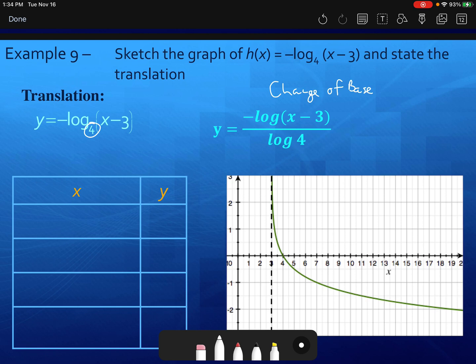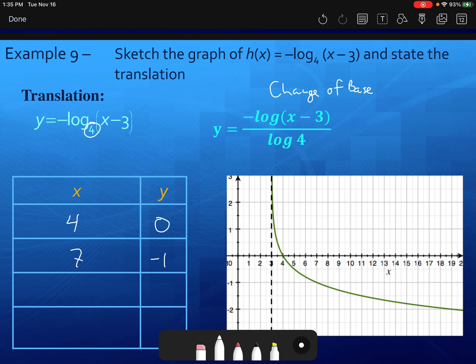And then we can just pick some numbers and plug them in. You can see that if we pick x to be 4, you get 0, because if I put 4 in there, 4 minus 3 is 1, the log of 1 is 0, and 0 over the log of 4 is 0. And then we have some other numbers too, like 7, which looks like it's about negative 1.